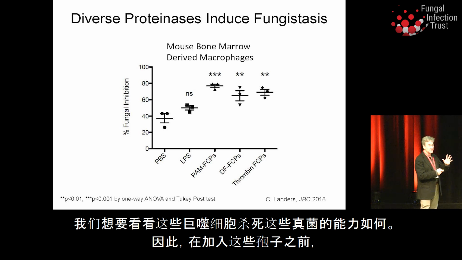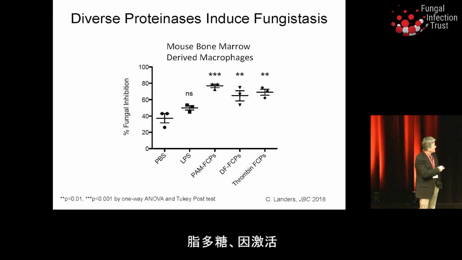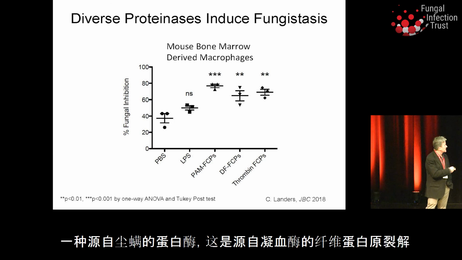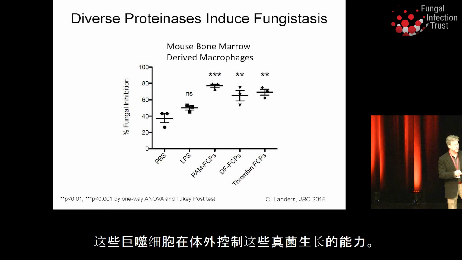So before we add the spores, we're activating these macrophages with a variety of things, including lipopolysaccharide. The fibrinogen cleavage products derived from the activation by the protease from Aspergillus mellius, or this is the Dermatophagoides farinae, a dust mite-derived protease, and this is thrombin-derived fibrinogen cleavage products. It doesn't matter how you get your FCPs, they all induce significant improvements in the ability of these macrophages to control the growth of these fungi in vitro.